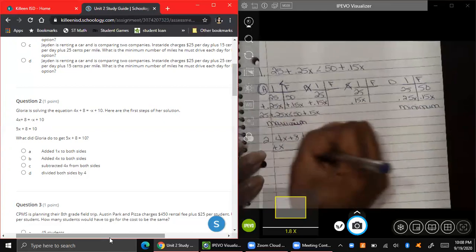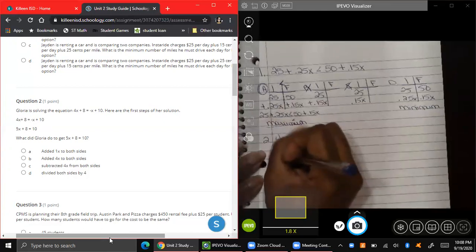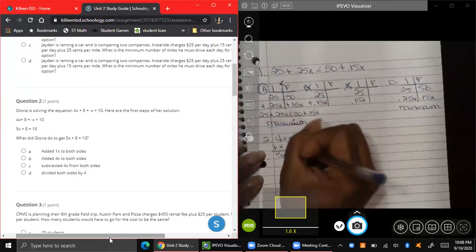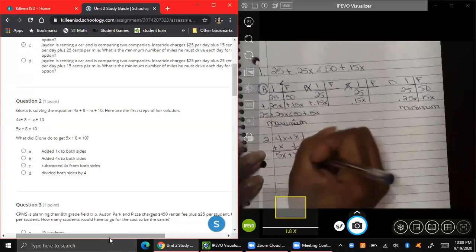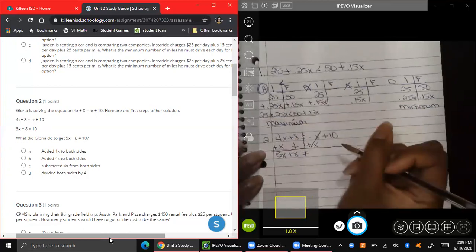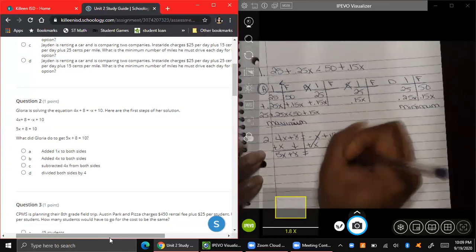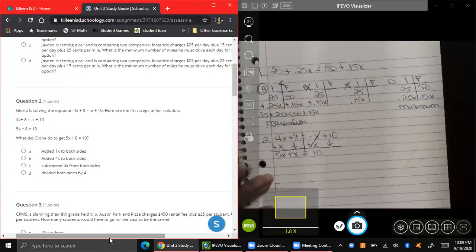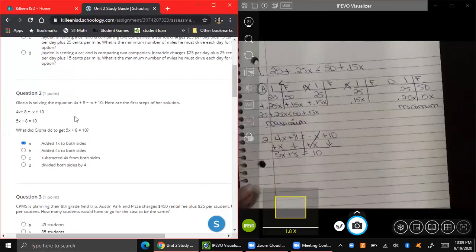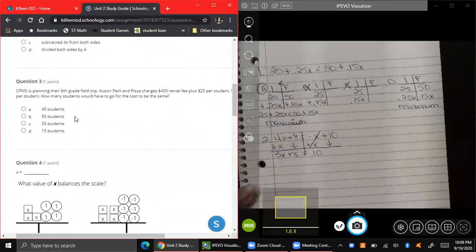And if I was to do that, then I would have 4 plus 1, which is 5x, bring down my 8 so I don't forget about it. My x's are going to cancel out or zero out, and I'm going to bring down my 10. And I am at the same spot that they are at, and what I did was I added a positive x on both sides. So I added 1x to both sides. That goes there.